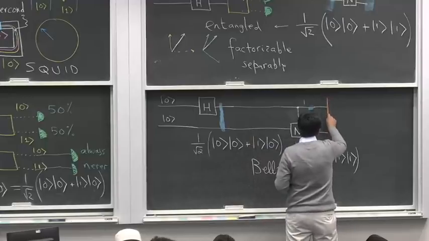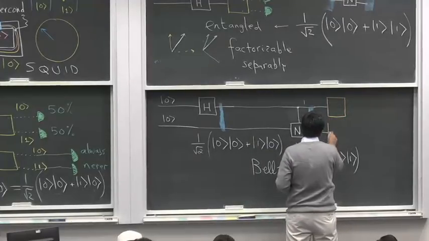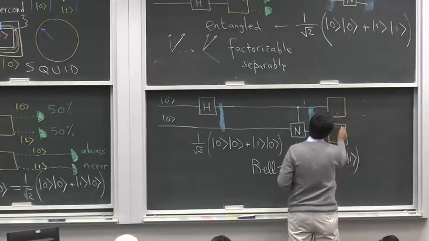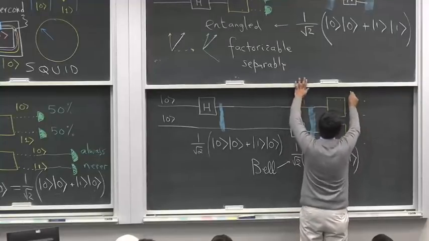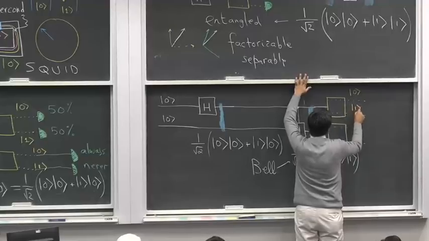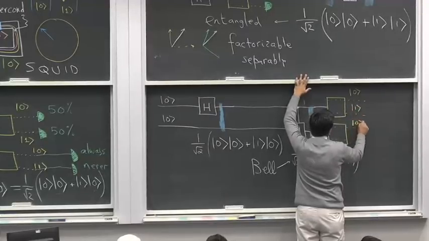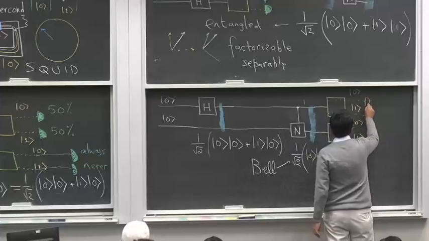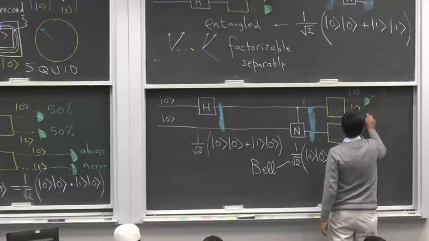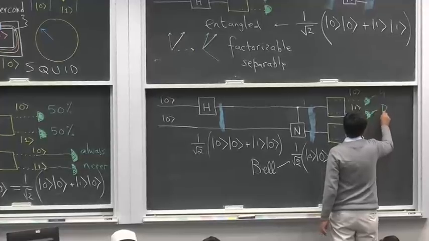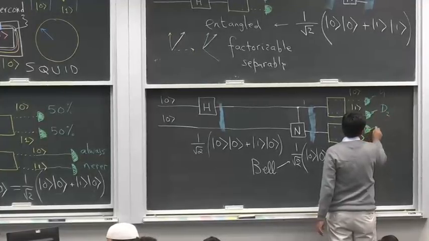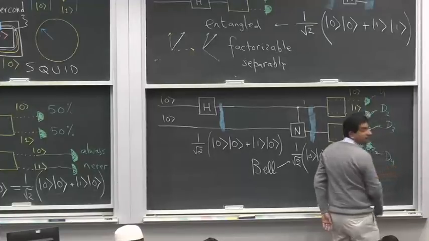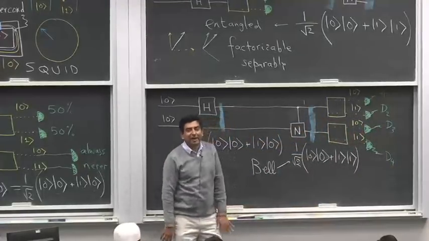Now what I would like to do, I would like to have measurement devices on this qubit and a measurement device on this qubit. Channel 0, channel 1, channel 0, channel 1, counters or detectors here, D1, D2, D3. All right. Now let's see what's happening.